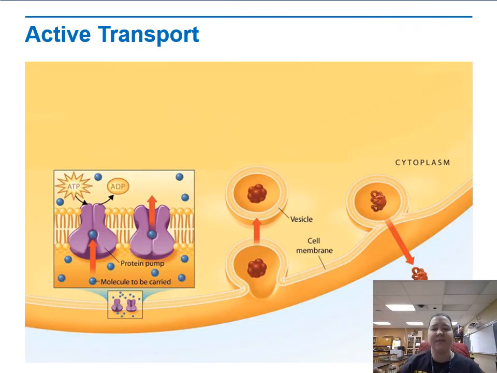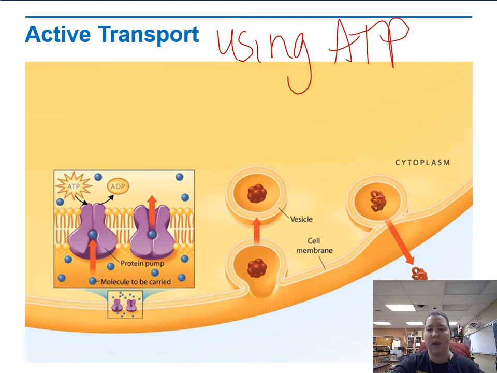Active transport. So remember, with active transport, we're using ATP in some way. There's a couple of different ways that we can do that. So the protein pump, which was the example of active transport on the first slide. This is where we're basically using a protein to move things against the concentration gradient. So we're just trying to move things from one spot to the next.